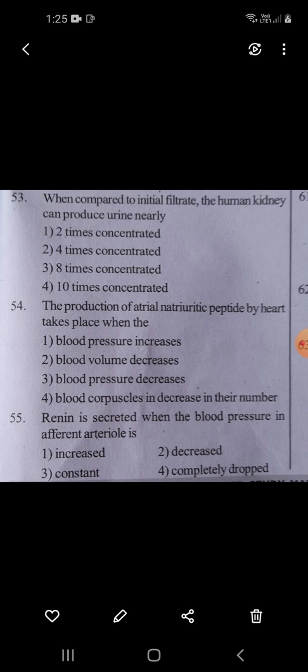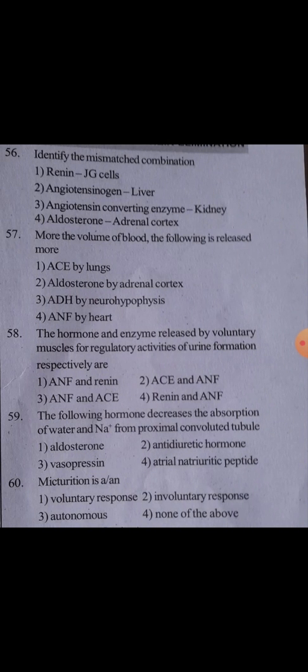Next comes the 55th question. Renin is secreted when the blood pressure in efferent arteriole is: 1. Increased, 2. Decreased, 3. Constant, 4. Completely dropped.